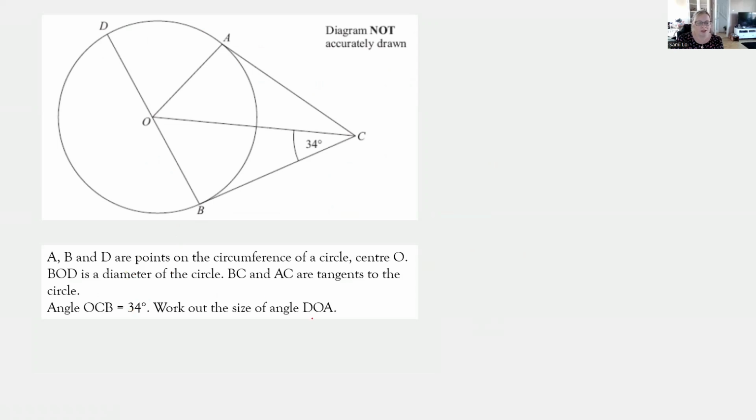We have got to work out the size of the angle DOA. So DOA is this angle by here. I'm just going to colour it in. I always tend to colour it in straight away just so it's easier to view. Now we've got a tangent because it's the lines going off. Just going to write mark tangent. And I've also got my radius.